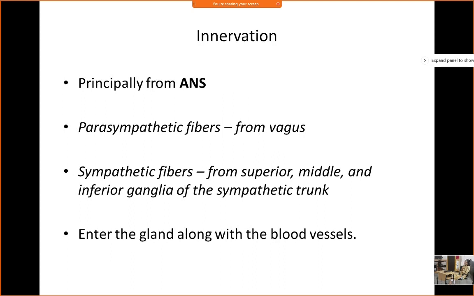What about the nerve supply of the thyroid gland? Principally, the innervation of the thyroid gland is from the autonomic nervous system. There are parasympathetic fibers, which are usually derived from the vagus nerve, as well as sympathetic fibers from the superior, middle and inferior ganglia of the sympathetic trunk. These nerves enter the gland along with the blood vessels, so they usually follow the same course as your arteries and veins.